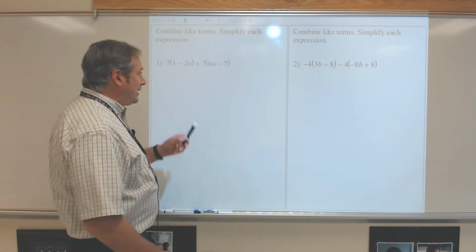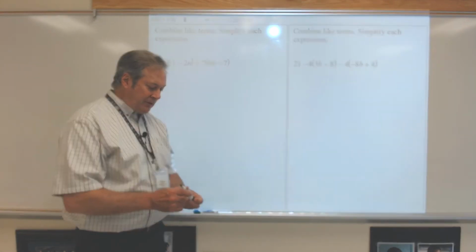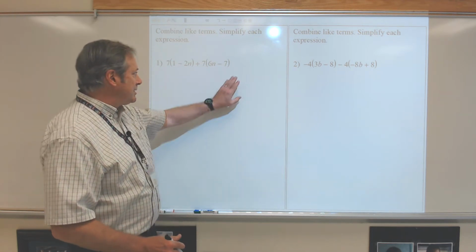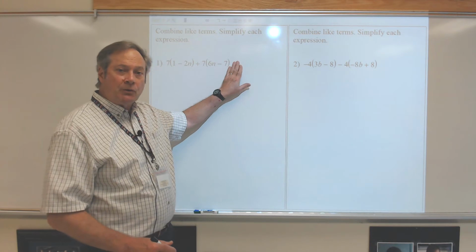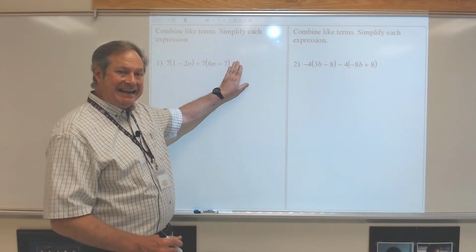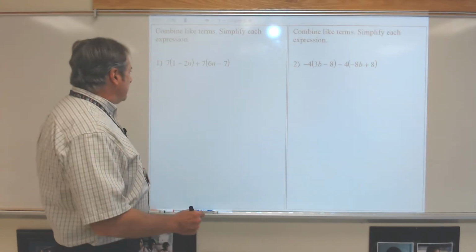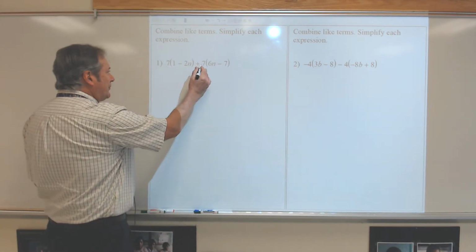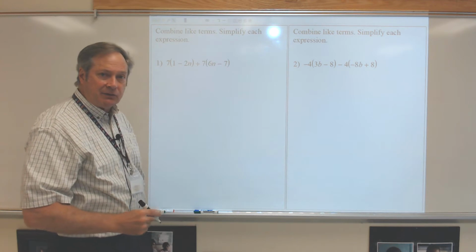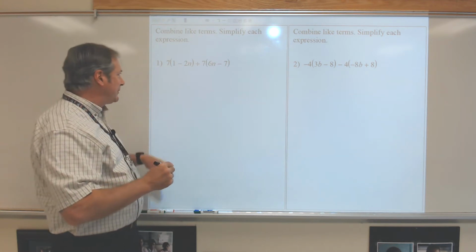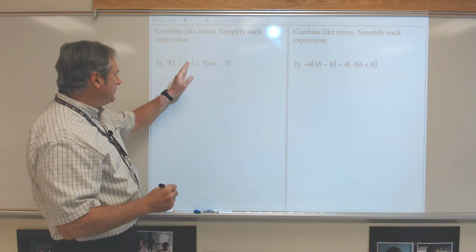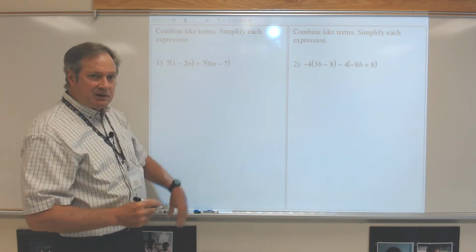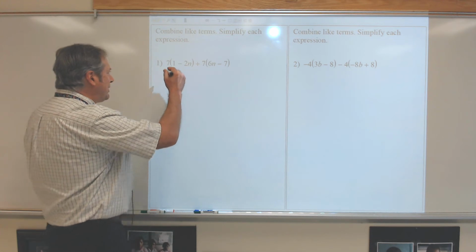All right, first off, I want you to notice that this is not an equation, it's called an expression. It's not an equation because we don't have an equal sign. Equation, equal sign. So we're going to combine like terms, but notice in both cases the 7 is outside the parentheses. So what that means is we're first going to multiply 7 times each of those two terms, then add them together. That's called the distributive property.